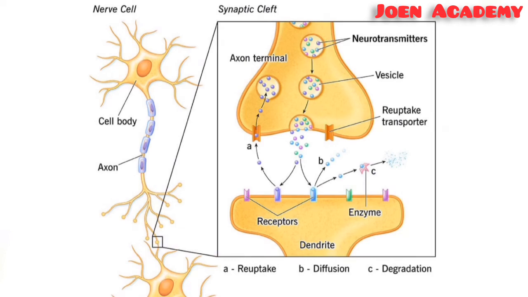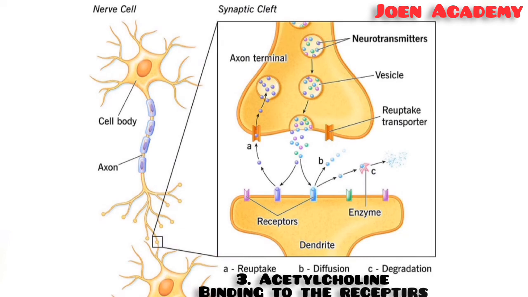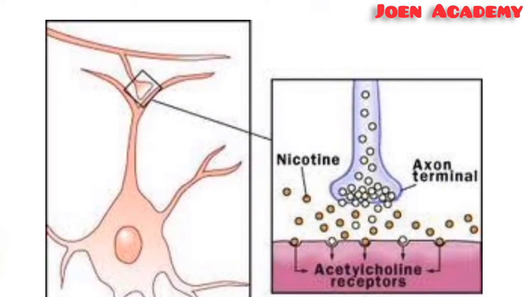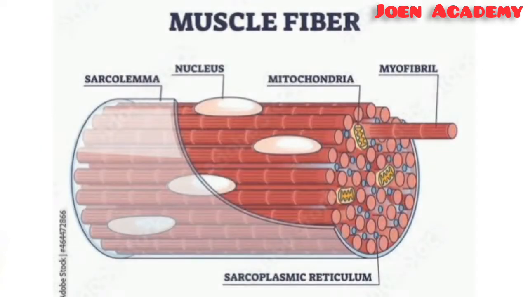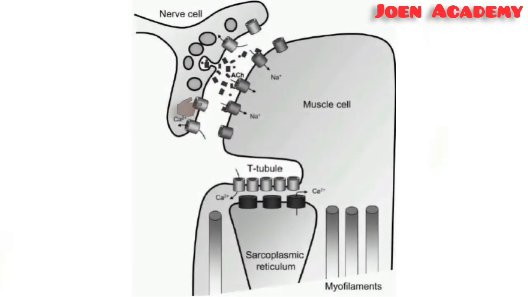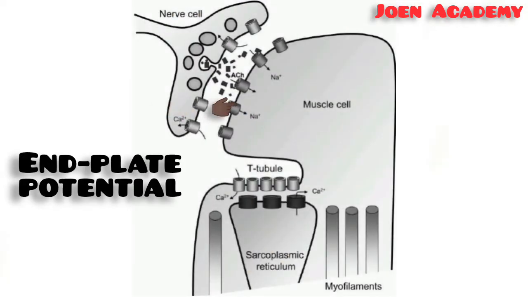The third step of excitation-contraction coupling is the neurotransmitter, which is acetylcholine, binding to the receptors. Acetylcholine binds to the receptors, which are situated on the sarcolemma at the neuromuscular junction. Don't forget that the sarcolemma is just a muscle cell membrane. This binding causes ion channels to open, thereby causing sodium ions to flow into the muscle cell. The entrance of sodium ions brings about a local depolarization, which is known as end plate potential.